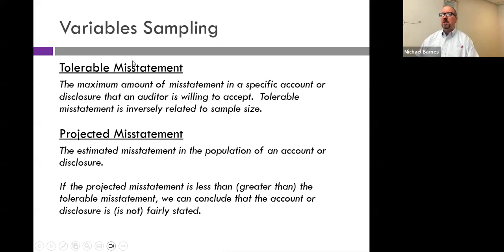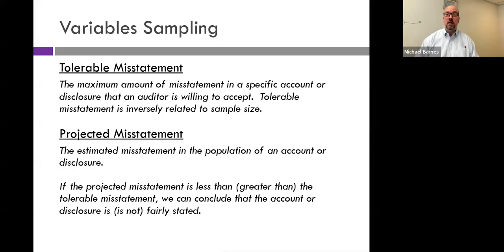So I project that an account is misstated by $10,000. My tolerable misstatement is only $8,000. That is where we run into a problem. That is where I say, all right, I think the account is misstated. Does that mean that the account is actually misstated by $10,000? No, that is an estimate based on the items that we tested. Remember, we talked about misstatements back in chapter 4, and I told you that there were factual, judgmental, and projected misstatements. This is an example of a projected misstatement.